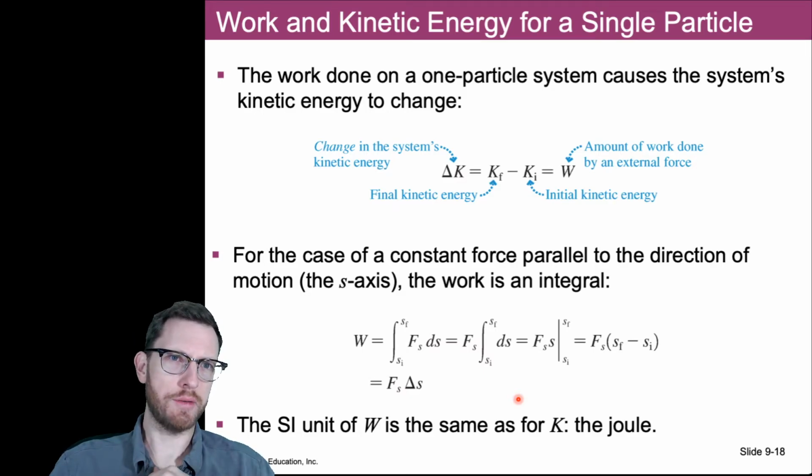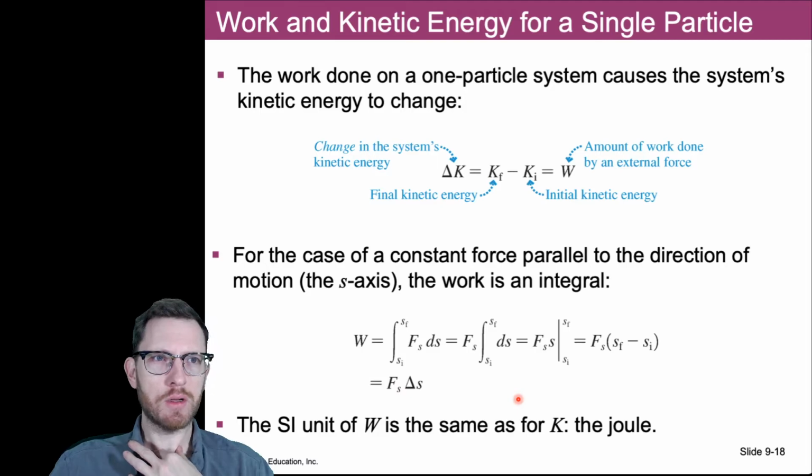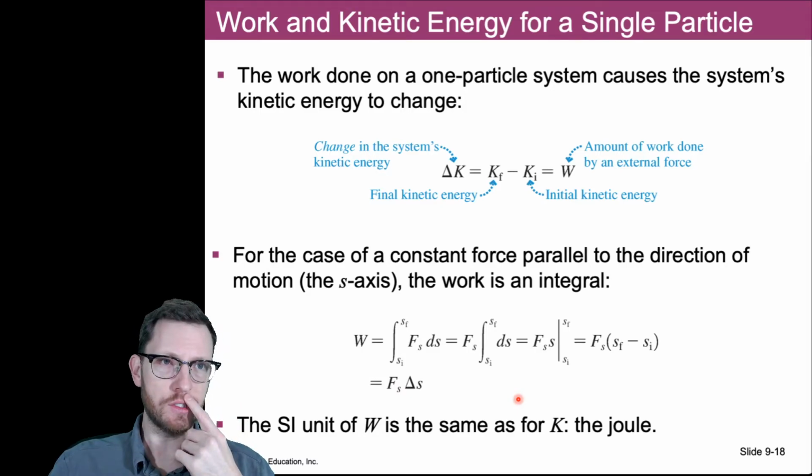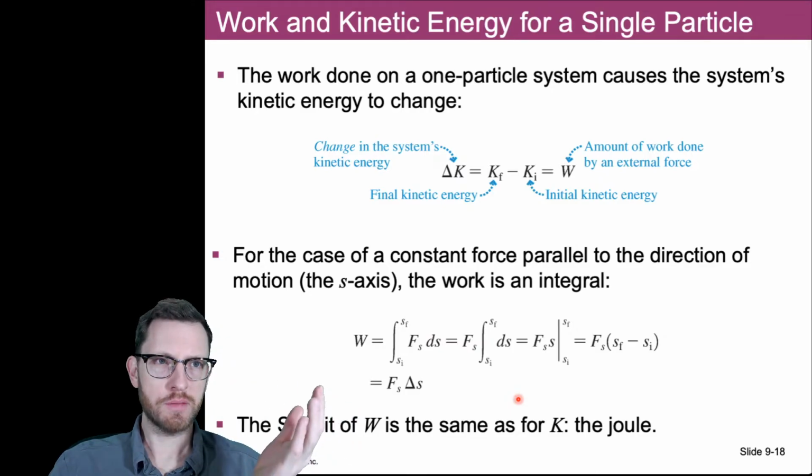So the work done on a single particle system causes the system's kinetic energy to change. Caused its speed to change. Right? The work is coming from that external push and pull. And that work is altering the kinetic energy, and we can just define the work as the change in the kinetic energy for this isolated single particle system.